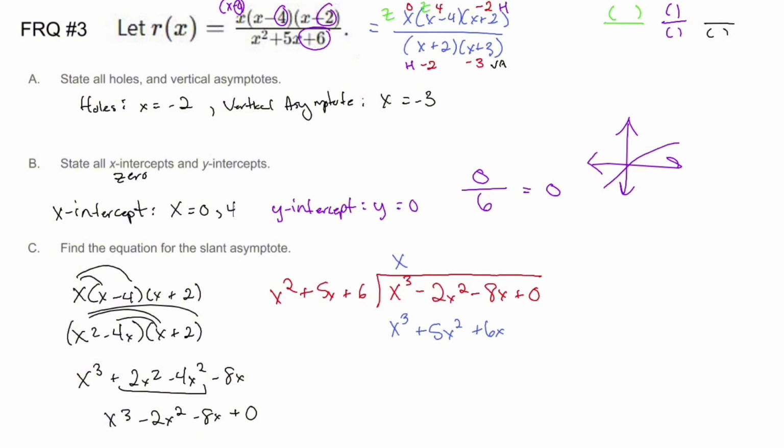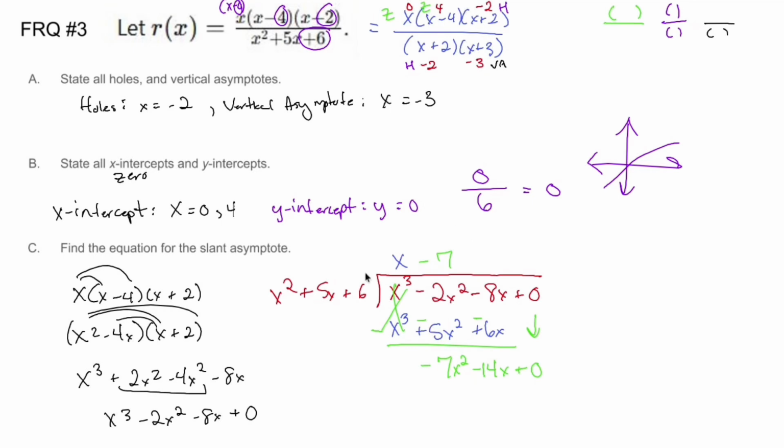Now you subtract that entire row, which means you flip the signs. So the x cubed will go away. Negative 2x squared minus 5x squared is negative 7x squared. Negative 8x minus 6x is negative 14x. Drop down the plus 0. And we do it again. X squared times what is negative 7x squared? Negative 7. Now here, I can stop.